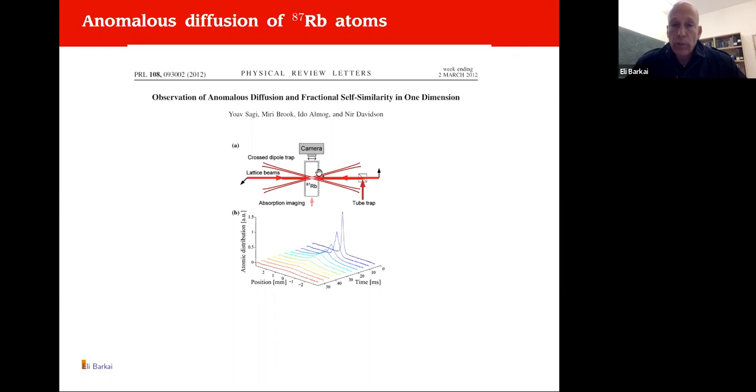What they do is prepare the system in some trap, and at very short time you have a very narrow distribution. As time goes by, you see these atoms spread out. Eventually they spread out so much that you don't see too much, but they spread out over a time scale of milliseconds. Then in the experiment, they fit this very sharp peak to Levy distributions, and based on that, they conclude that this fractional diffusion equation is a valid description. But we want to understand a bit deeper what is going on.